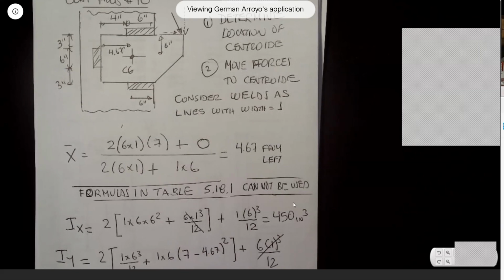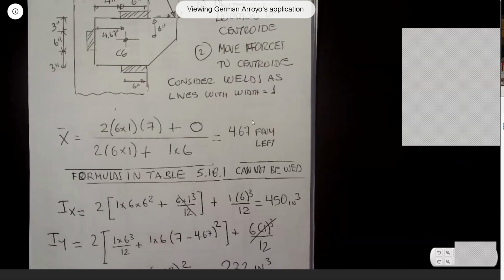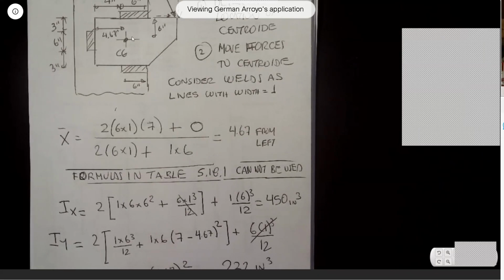The moment of inertia about the y-axis. I need to find the moment of inertia about this axis. So I have to find the moment of inertia about its own y-axis for this one. There are 2 of them. So the moment of inertia about its own y-axis is the base times the height cubed over 12. Given here, 2 times, because there are 2 of them, 1 times 6 cubed over 12. 1 times 6 cubed over 12 gives me the inertia about this line. Plus the area times distance squared.